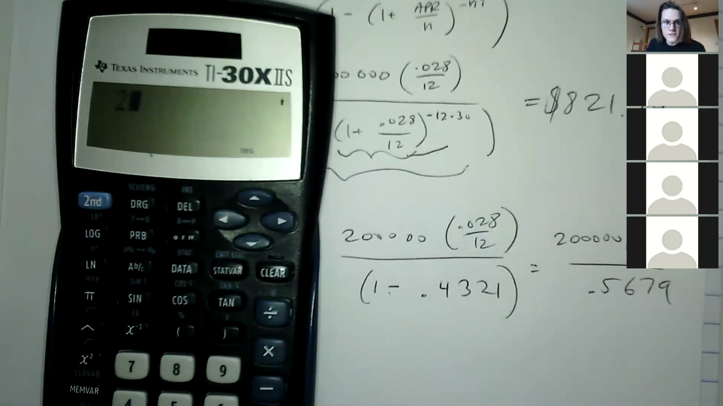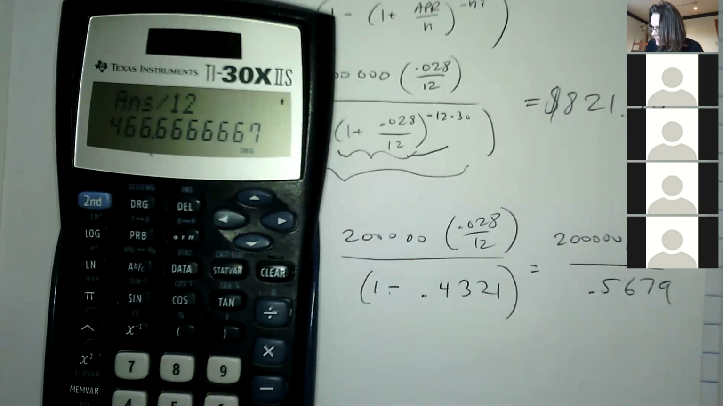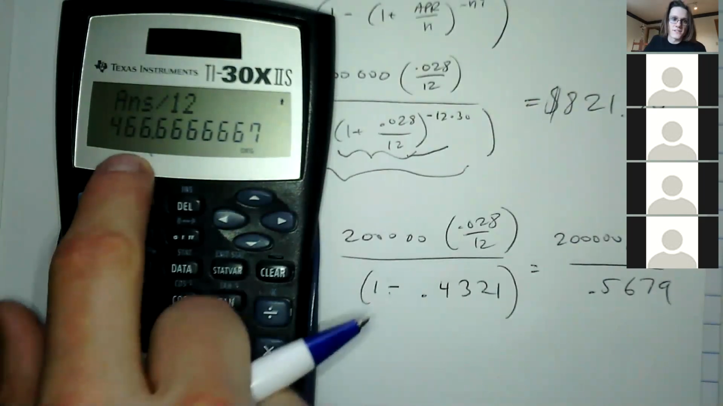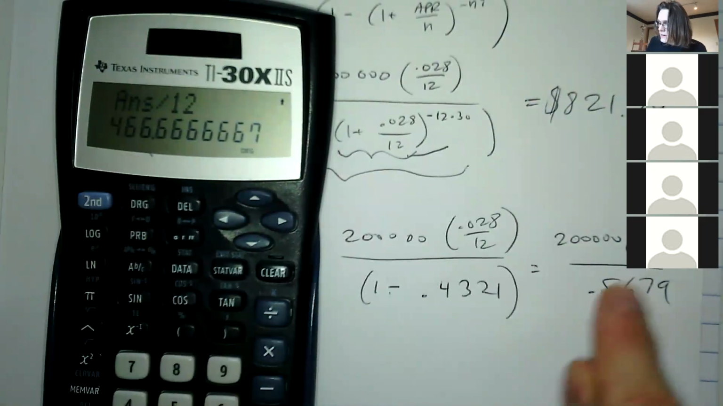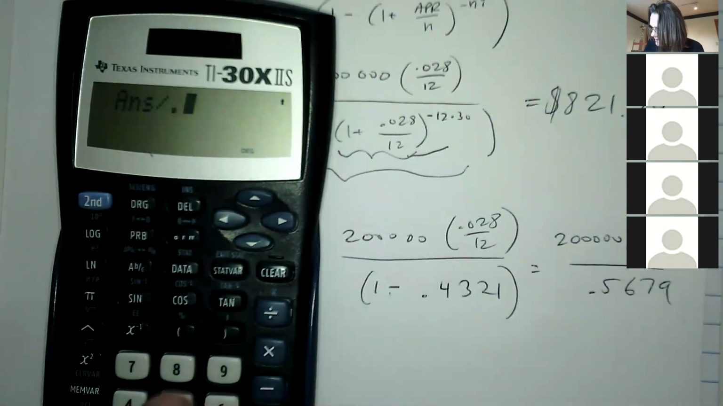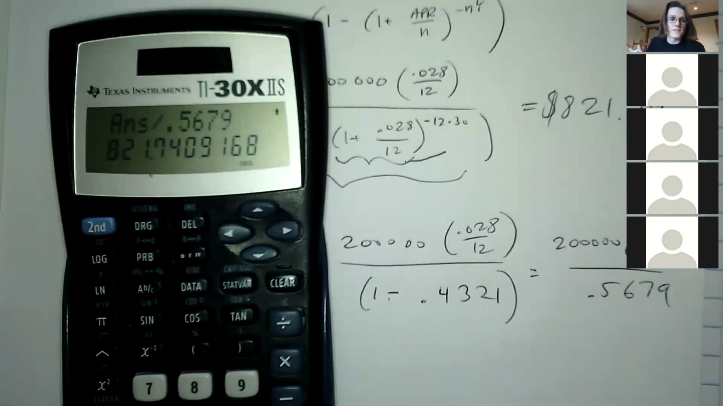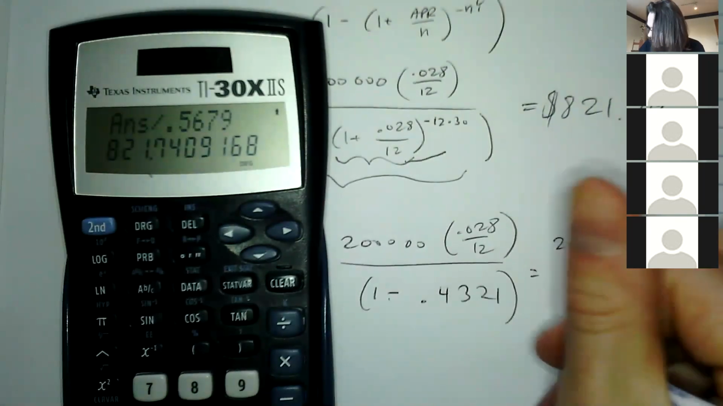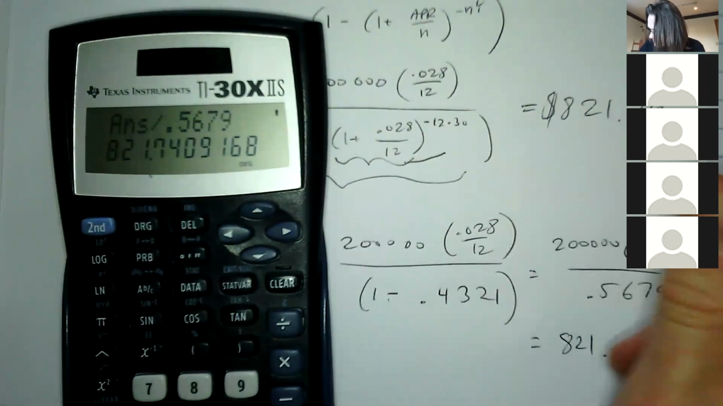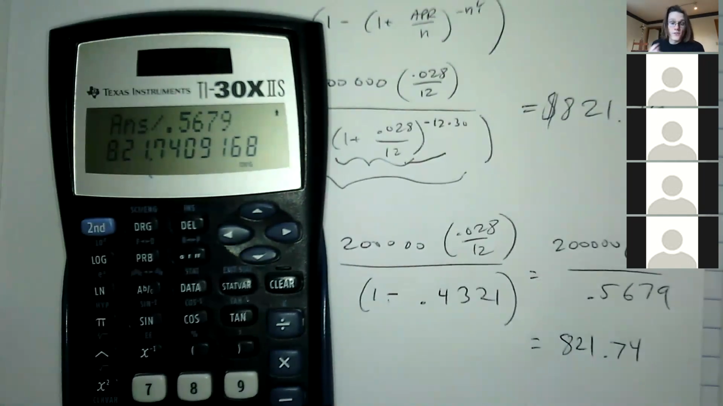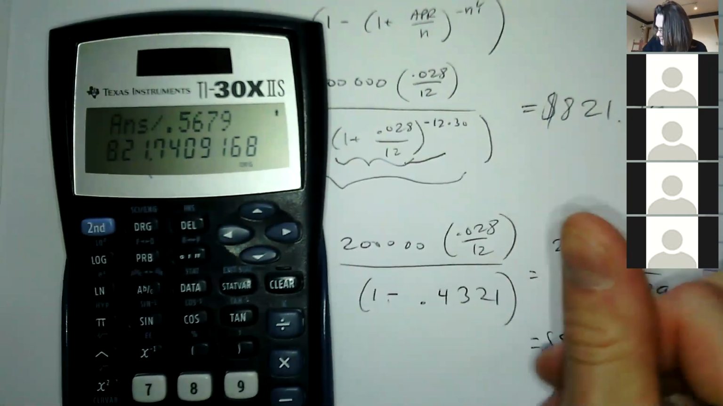So I'll do 200,000 times 0.028, and then divided by 12. And then, so that's 466.66, whatever. And I'll divide it by 0.5679. Right? And you should get something about the same. This one you'll note is slightly different. So it's 821.74. It's 5 cents off.